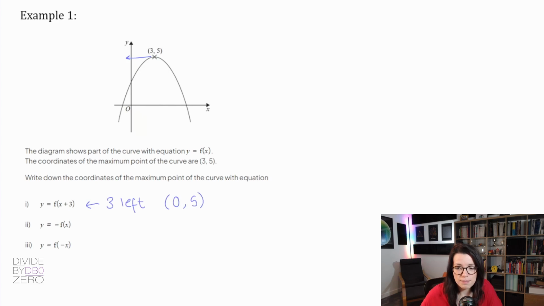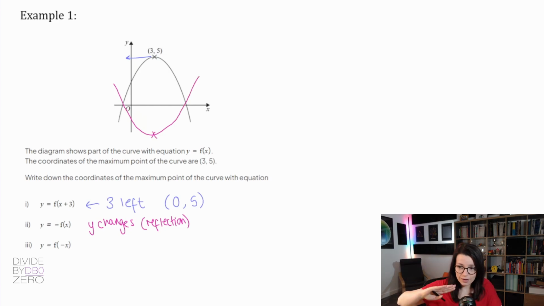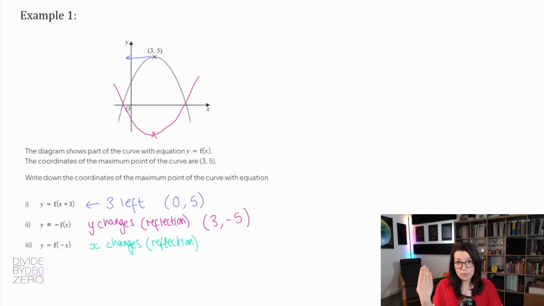Part 2, y equals minus f of x, with the minus being on the outside of the brackets. So that's a change in y, one of the reflections where y changes. So if you think about that on the diagram, that point is going to flip down and go down there. So the coordinates will be 3, minus 5. Last part, y equals f of minus x, but the minus is inside the brackets. So that means x is changing, but it's still a reflection, and it's this one. So x is changing, reflecting in the y-axis. So if we draw that, it would be something like this. And if you think about where that coordinate would go, now it would be minus 3, 5.